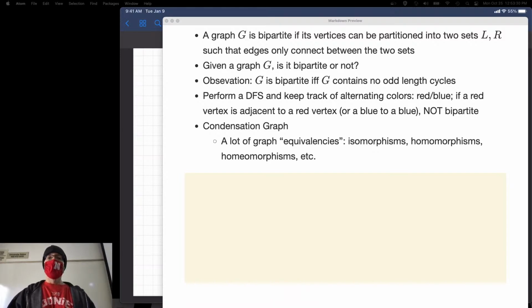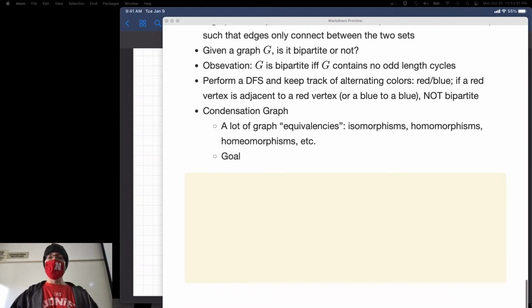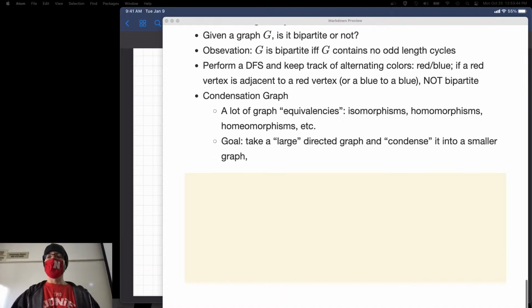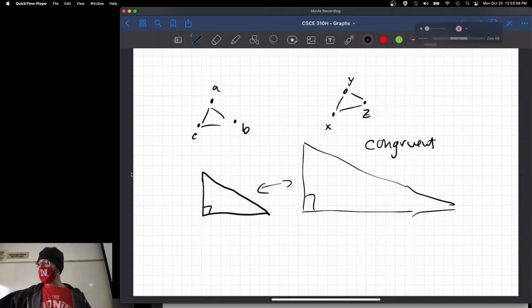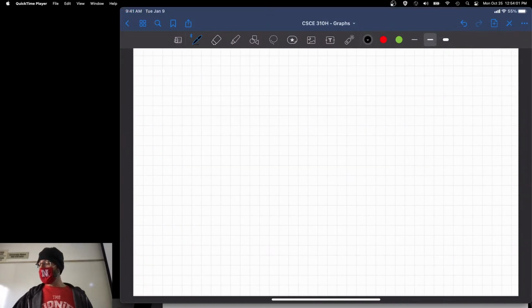All right? Our goal is to take a large directed graph and condense it into a smaller graph, but preserving, again, you need to preserve some sort of property or some sort of structure, preserving connectivity. Now, it's pretty easy to do this in general. For example, you can, I forget what it's called, expand or contract an edge.